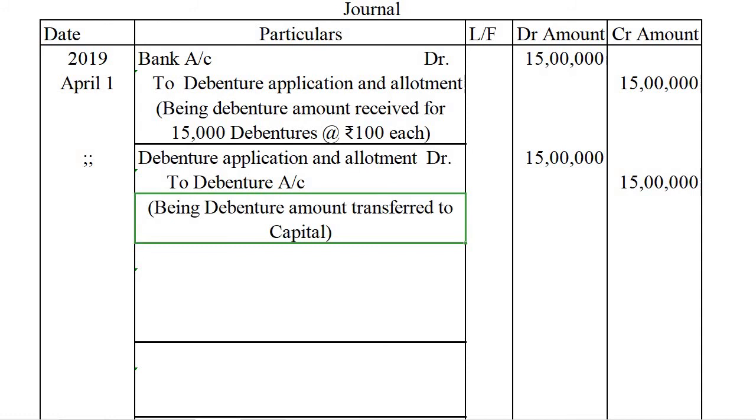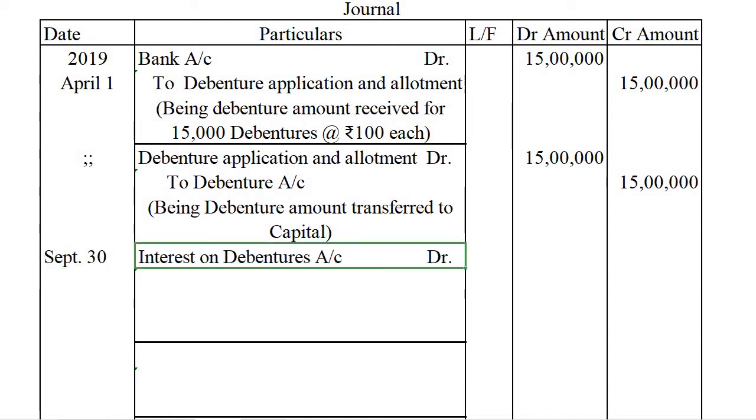Okay, so we can write the narration: being debenture amount is transferred to debenture capital. Now that issue entry is over. What is the next journal entry? On due for interest on debentures. So interest on debentures we can write without considering tax. The first journal entry we will write: Interest on Debentures account debtor to Debenture Holders account.